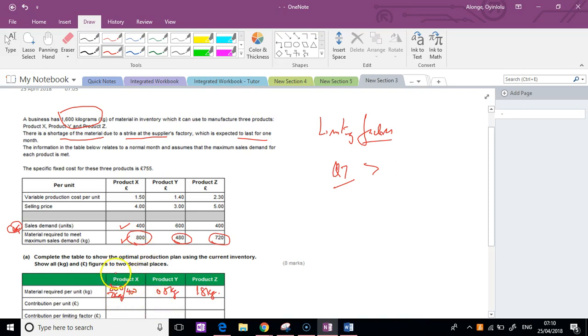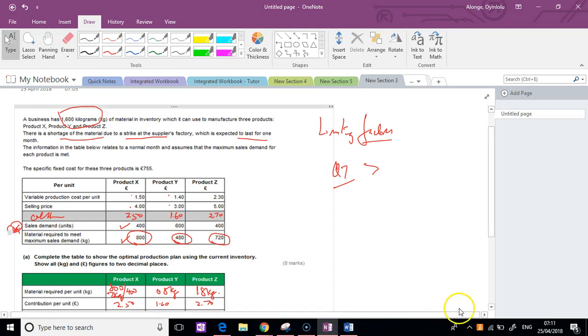Then they ask you, what's the contribution per unit? Well, contribution is selling price minus variable cost. So the contribution for product X is £2.50, for product Y it is £1.60, and for product Z it is £2.70. That's the contribution per unit, so we even have a space for that. So £2.50, £1.60, and £2.70.